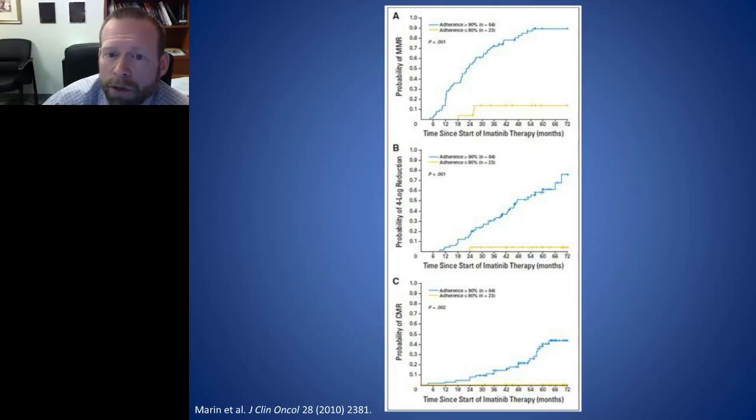If we go to the middle, which is a 4 log reduction, so we have the 3 log reduction, which is major molecular response, we have a 4 log reduction, which is the next step down. And then we see in the bottom line, if you're less than 90% adherent, you have almost no chance of complete response.